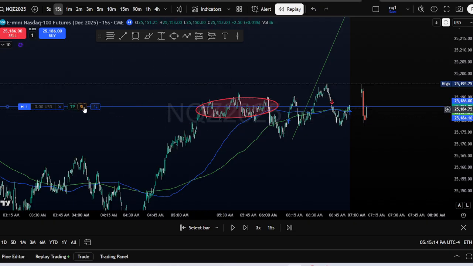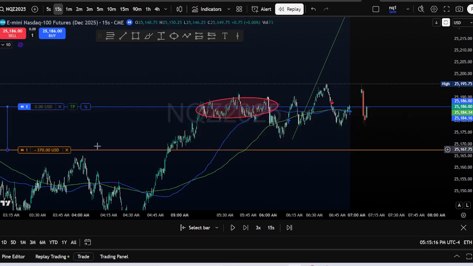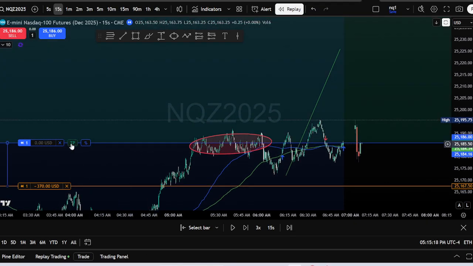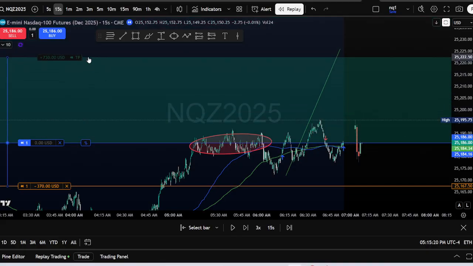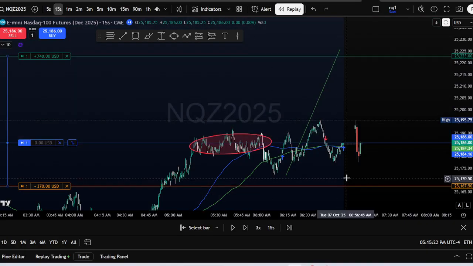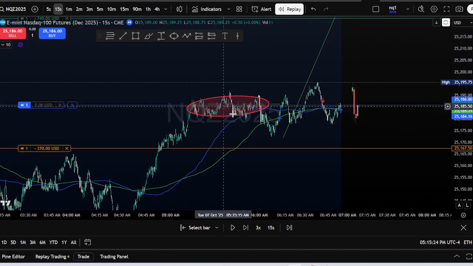I'm going to get back in here with the stop loss right below the lows. And it should go this time. We're still consolidating in basically the same pattern.